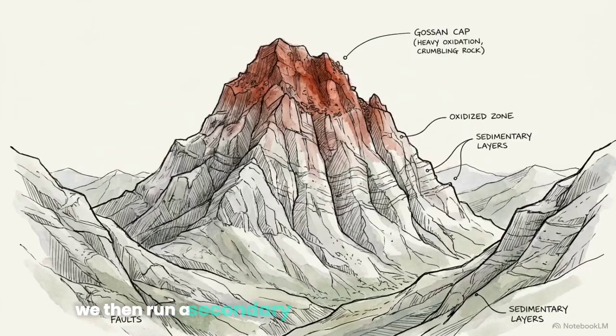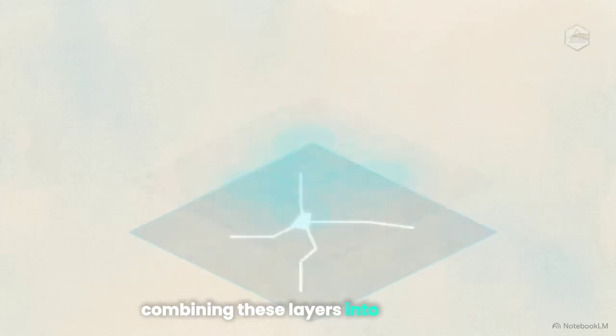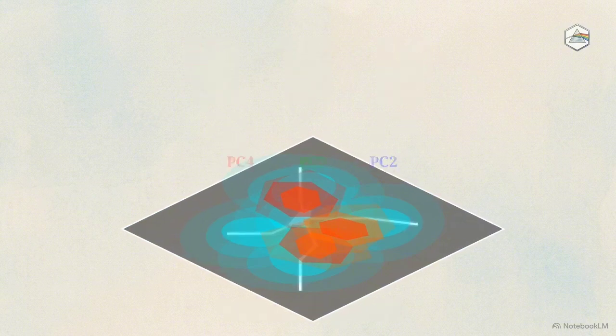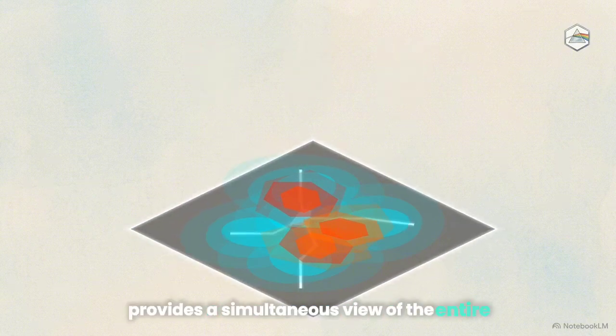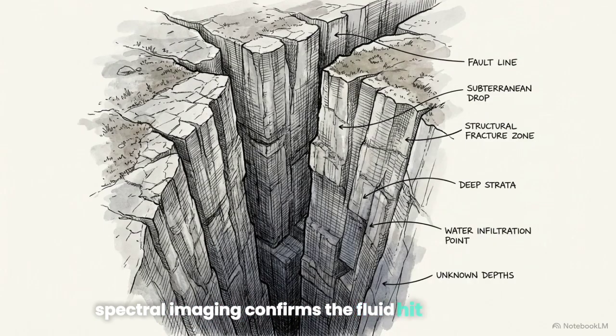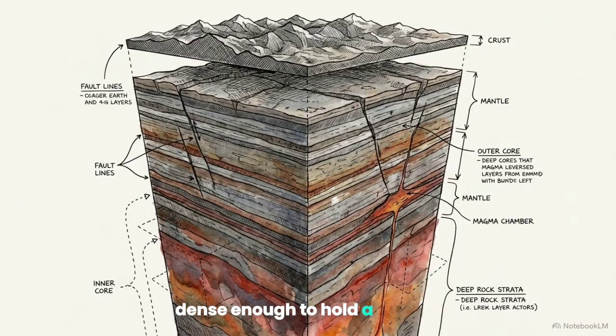We then run a secondary formula targeting iron oxides. This flags the gossan cap, the rusted, oxidized remnants of sulfides exposed to the surface atmosphere. Combining these layers into a single PC4, PC3, PC2 RGB composite provides a simultaneous view of the entire chemical geometry of the system. Spectral imaging confirms the fluid hit the surface, but a surface map cannot tell us how deep the trap goes, or if the internal structures are dense enough to hold a deposit. For that, we have to look underground.